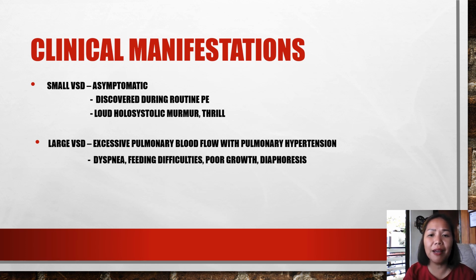On physical exam, there is laterally displaced apical impulse and apical thrust. There is presence of precordial bulge and Harrison's groove, and presence of systolic thrill. The second heart sound may be accentuated due to the pulmonary hypertension. A holosystolic murmur is heard at the left lower parasternal border.